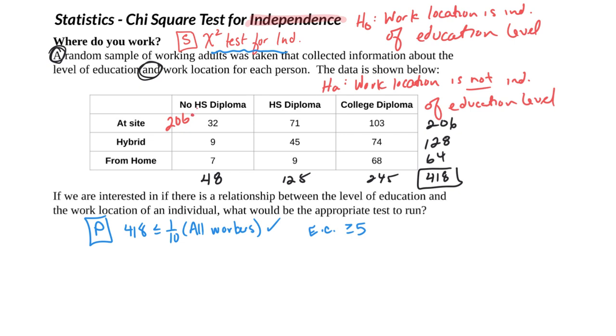So times 48, and then divided by the overall total. I always think it's the row total times the column total divided by the overall total. For example, this next cell would be 206 times 125 over 418. And we would do this 9 times. We would do every one of these calculations. Thankfully, our calculator can do this for us really quickly.